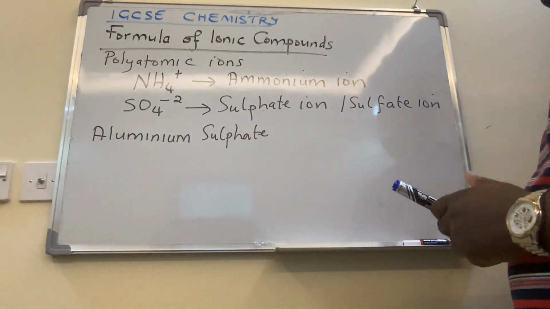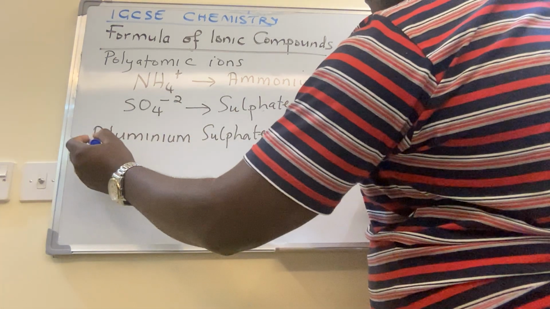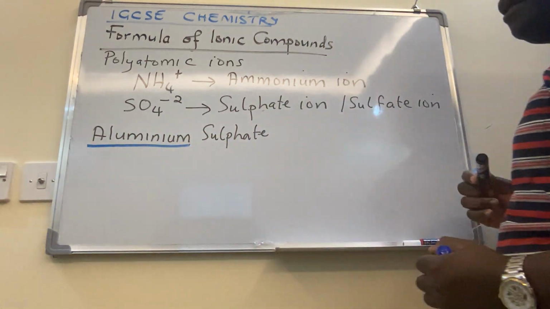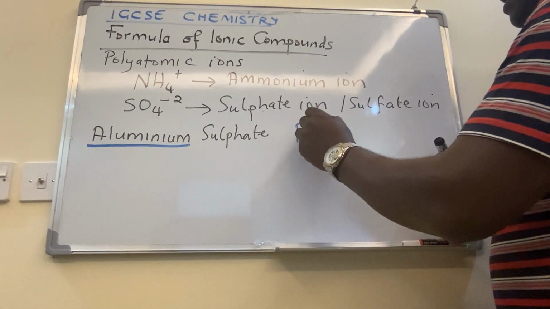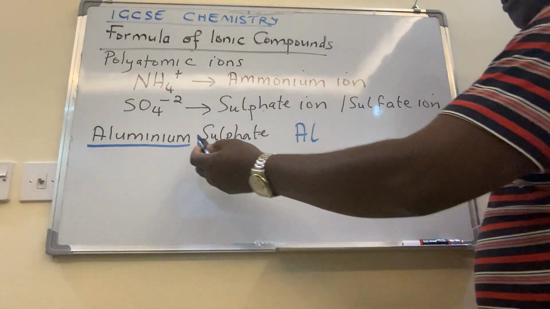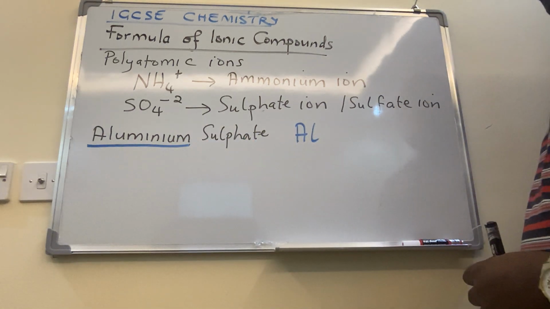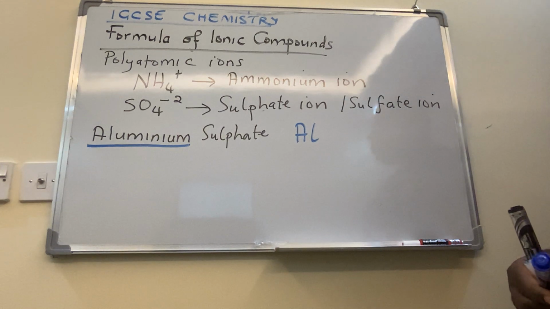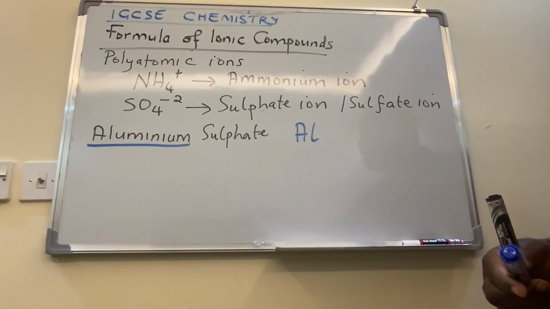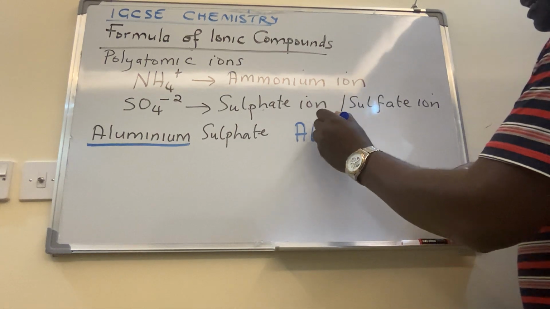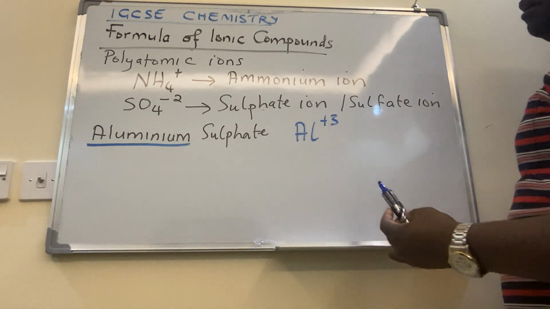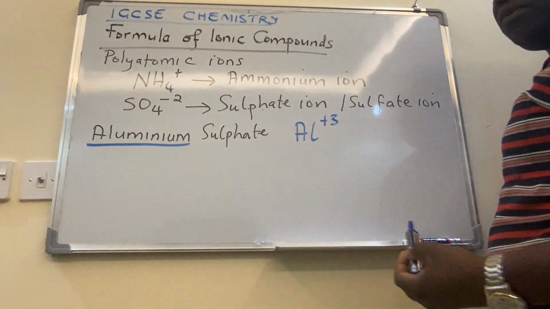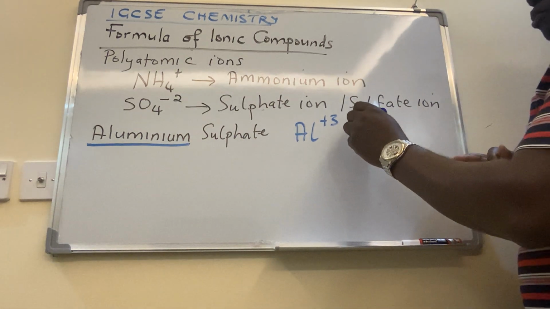Like what we covered before, aluminium can be found on the periodic table. It's in group 3, so the charge of aluminium will be +3. I write my symbol Al, and the charge for the metal is equal to the group number, so we write Al3+. Unfortunately, some examiners might give you the formula of the polyatomic ion, some will not. So these ones you will have to memorize.